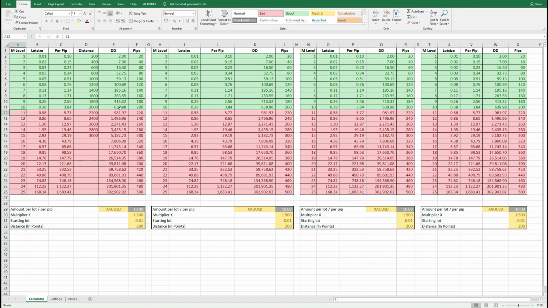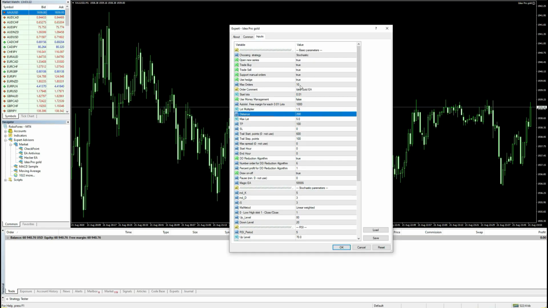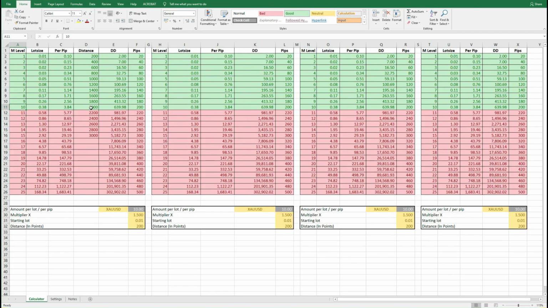I hope you understand what I'm trying to say here. If you were to run on the default settings of 200 distance, you better make sure that your account size is big enough to support at least 15 positions. Because if you run everything on default, 10 positions, multiplier 1.5, maximum lot size is 5. At 10 positions, the lot size is at 3.84.